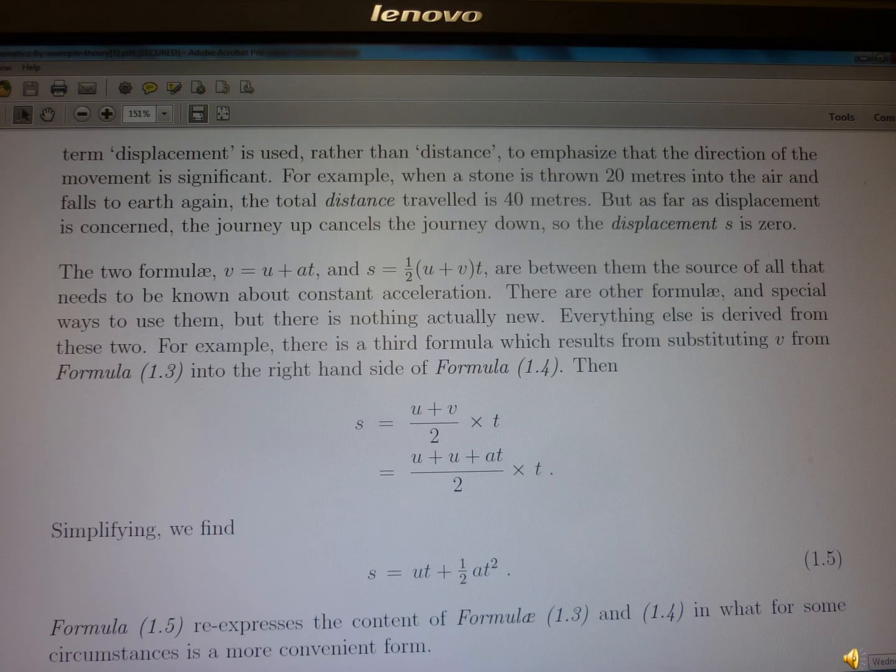So this equation is s equals u plus v divided by 2, multiplied by t. So in place of the v, we can substitute u plus at, because v equals u plus at. Therefore, s equals u plus at, all divided by 2, multiplied by t. So by solving, finally we got s equals ut plus half at squared.